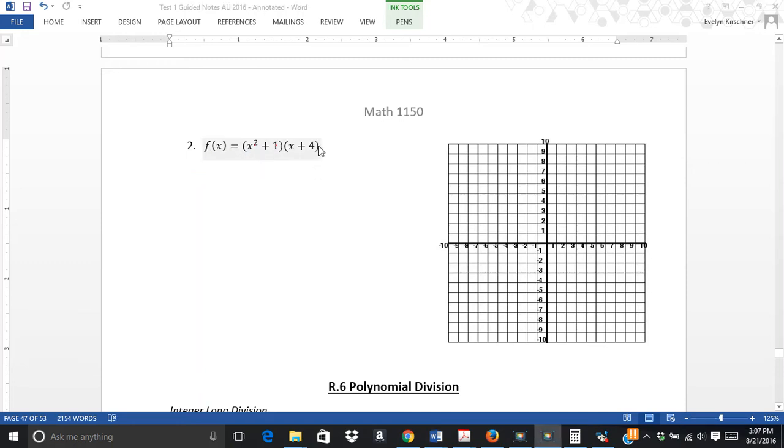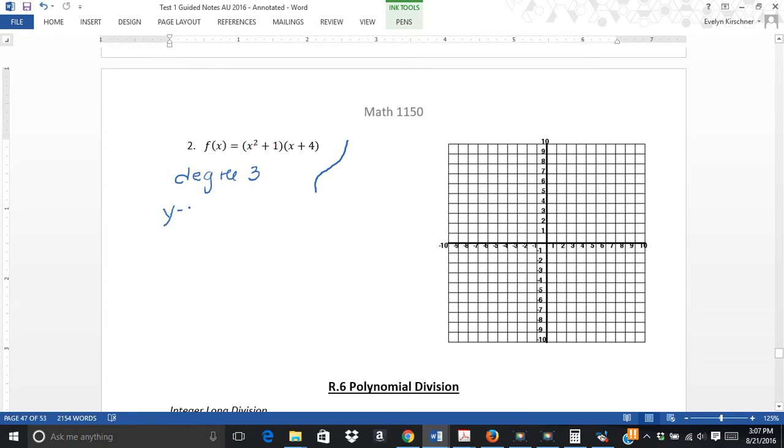Okay, let's analyze this equation. So I'm going to look at it, and the first thing I'm going to do is look at the degrees. I have 2 and 1, so I have a degree of 3. So it's odd. So its end behavior is going to be this because it's a positive number in front.